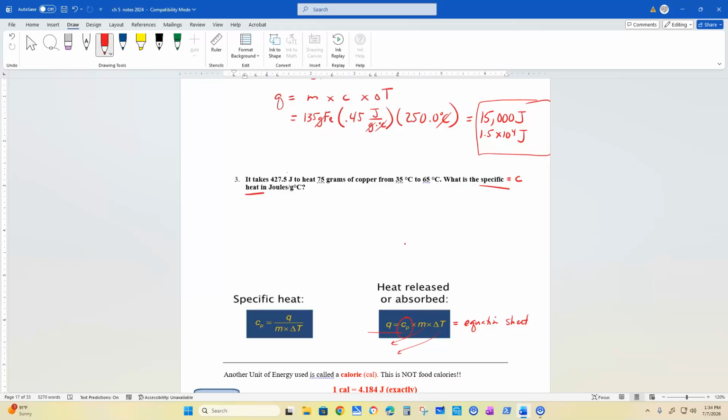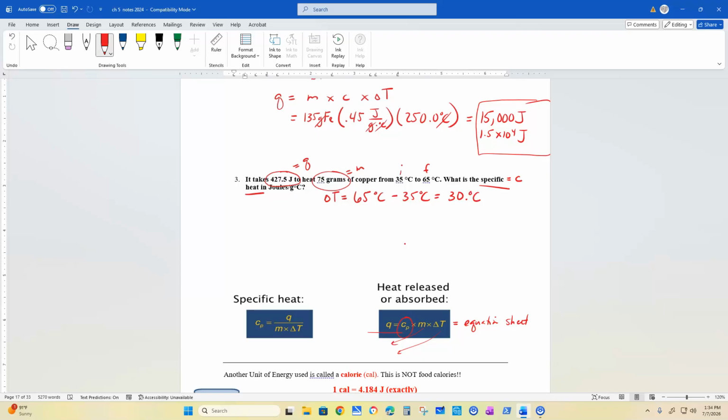I have 427.5 joules of heat. I know the mass. I know that copper went from 35 to 65, and I'm finding specific heat. So let's take care of our delta T first. So 65 minus 35. So that looks like 30. Now I'm going to put a decimal there because I had 2 sig figs. I need to keep the 2 sig figs going.